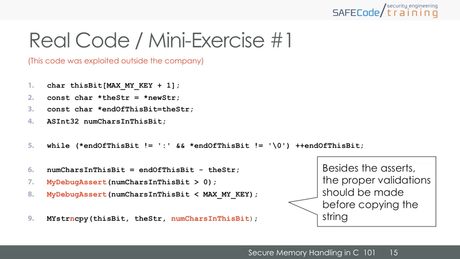What makes this code particularly tragic is that this number may end up being larger than maxMyKey, which is to say larger than the size of this bit as it was declared. The developer considered this on lines 7 and 8 and performed those checks in a debug assert, which helps the developer be protected while running the debug build, but doesn't protect the customer since those compile away to nothing in a release build. Besides the debug asserts, the proper validation should be made before copying the string. It's important to remember that debug assert statements are debug code and won't have any effect on the release build.